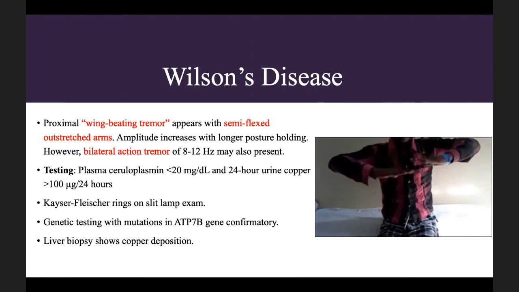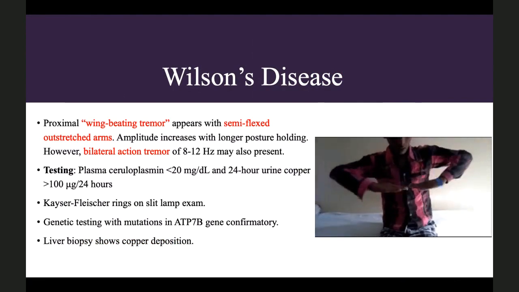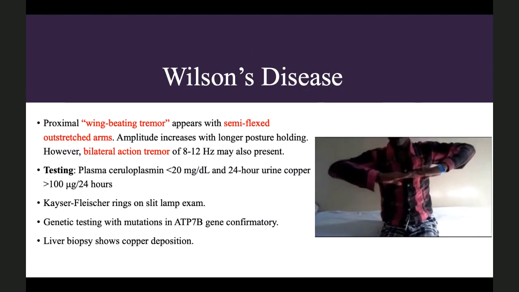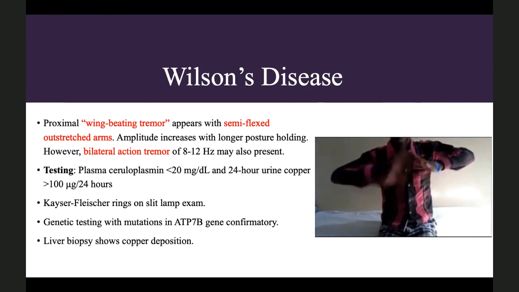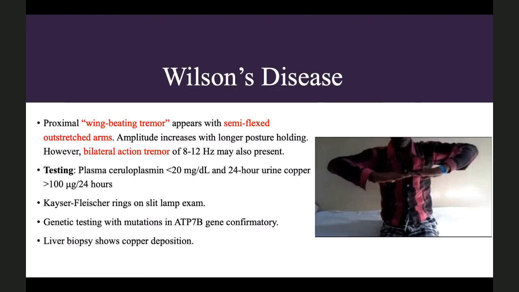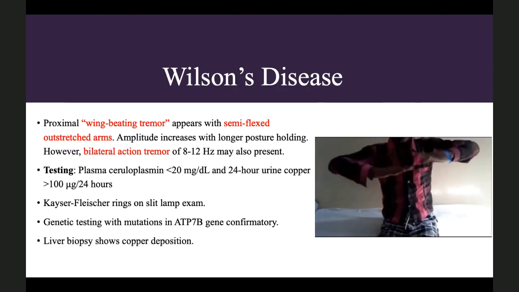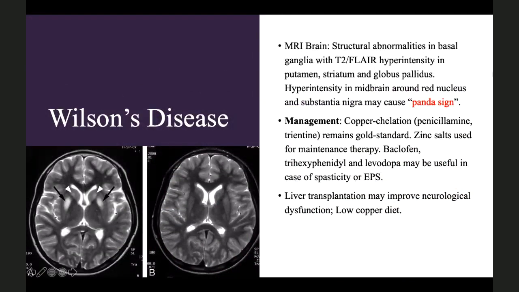So we test this with plasma ceruloplasmin, which is below 20, and 24-hour urine copper, which is greater than 100. On slit lamp exam, we can see Kayser-Fleischer rings, and genetic testing can be confirmatory, and liver biopsy shows copper deposition.